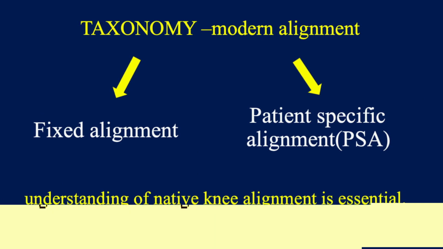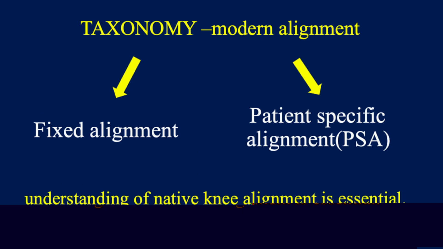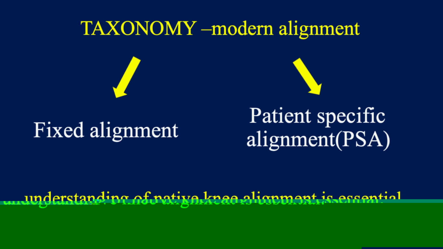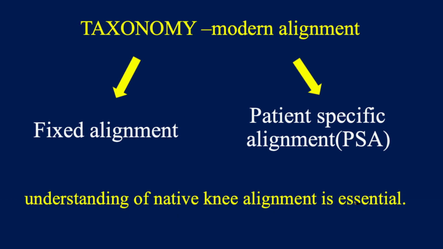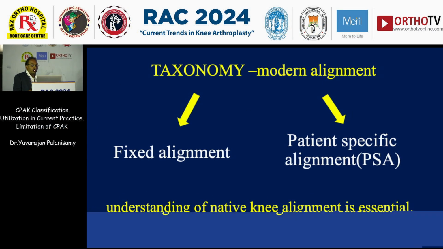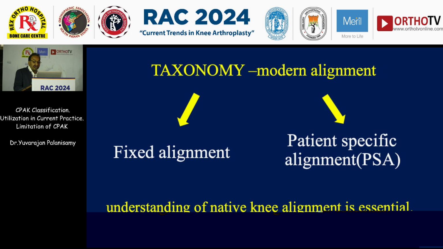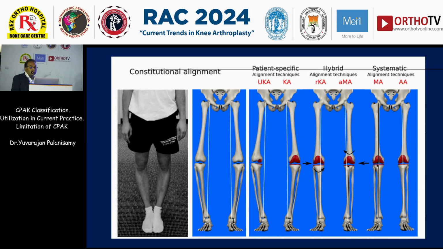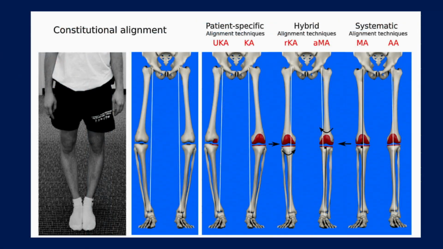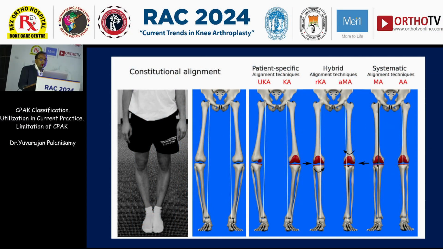The basic taxonomy in modern alignment is basically two alignment concepts. One is fixed alignment, the second one is patient-specific alignment. But before going to any alignment concept or philosophy, the understanding of the native alignment is very essential. We all know that in recent days, too many philosophies have alternated to mechanical alignment, and the basis has arisen from the concept of constitutional alignment, from which all the different alignment philosophies have come up.